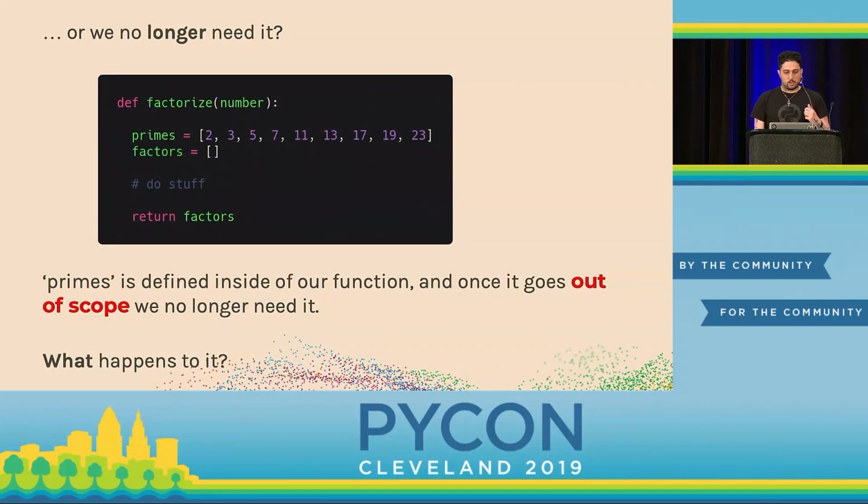This scenario also presents itself when you have a function, for example, in this case, this factorize function, and then you have an internal variable local to the function. In this case, it is this list of primes. And when the function finishes, the list of primes is not needed anymore. So we say that the variable goes out of scope. We're interested to know how CPython behaves to clean up that list that is not needed anymore. So what happens to it?